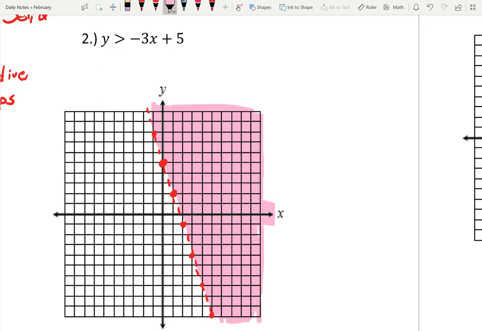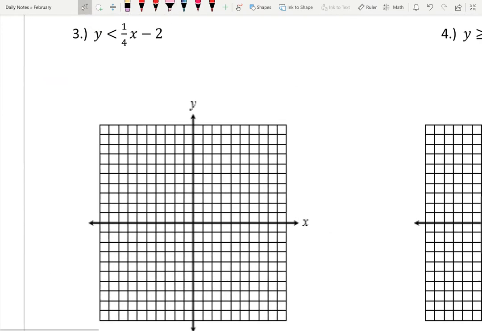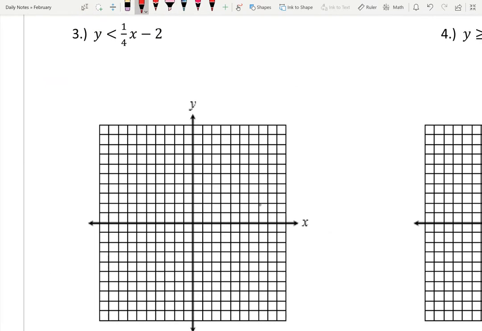There we go. Let's look at number 3. So number 3, again, same setup, same start. This -2 is our y-intercept, so we're going to start at -2 on the y-axis. And then the 1/4 is our slope.